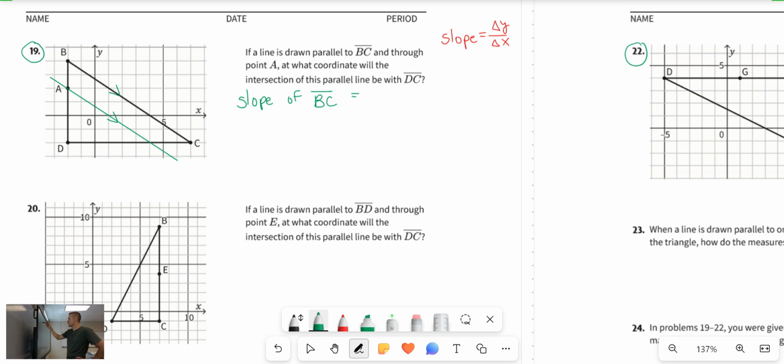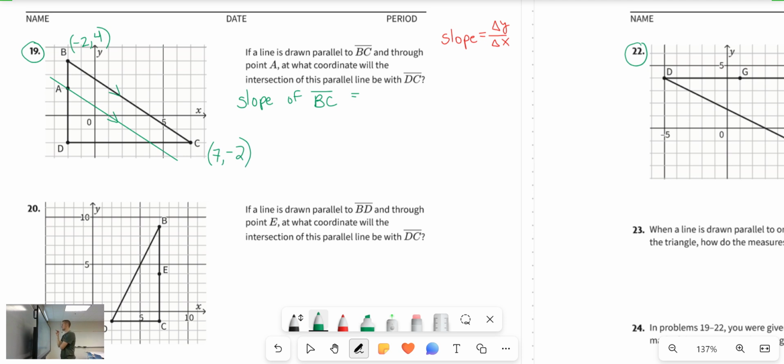It's -2, because it's 2 to the left. So point B is -2, and then how high is it? 1, 2, 3, 4. -2 comma 4 is point B, and point C is going to be 7 to the right. So 7 comma, and it looks like it's 2 below, so 7 comma -2. All right, so that's our point C.